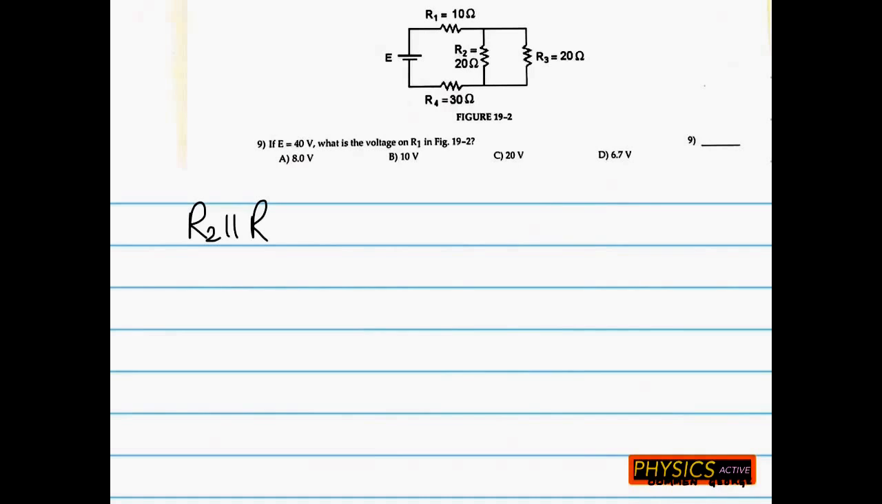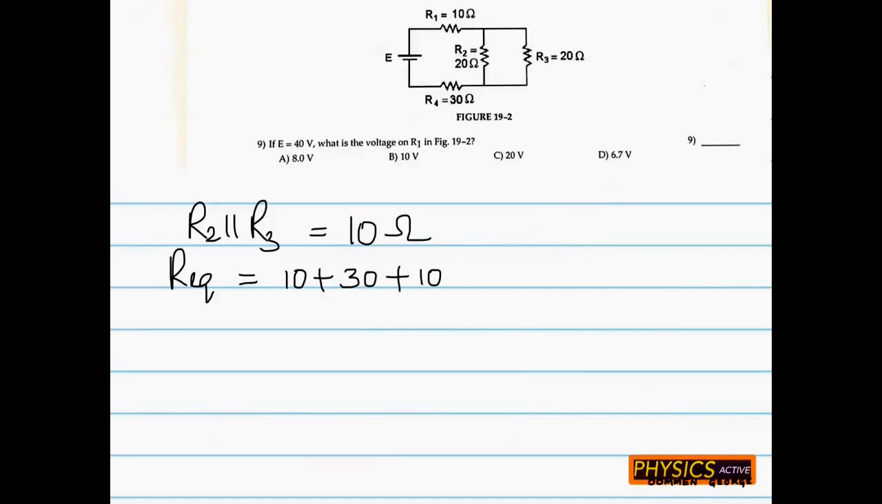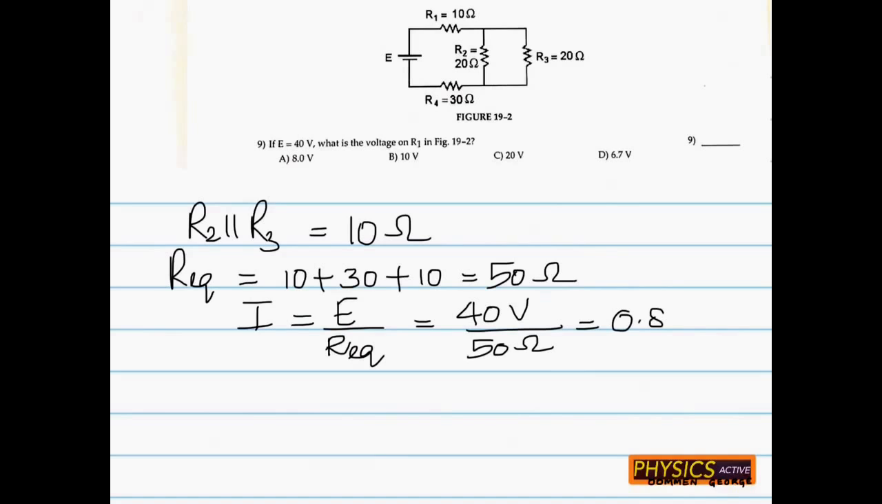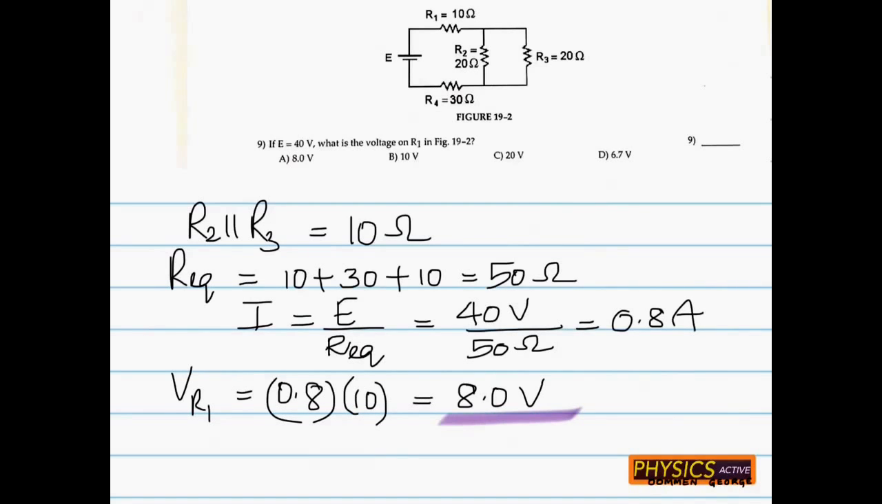This circuit, if you look at it carefully, you have the 220 ohms in parallel, so that'll give you 10 ohms. If they're equal, just divide by 2. And then you have the 30 and the 10 in series with that, so you add all those, get 50 ohms. And you find the current by 40 divided by this, which is 0.8 ampere. And then multiply that current with that resistance, 10 ohms, so you get the voltage. It's 8 volt.